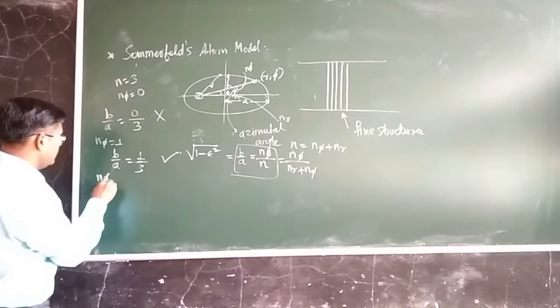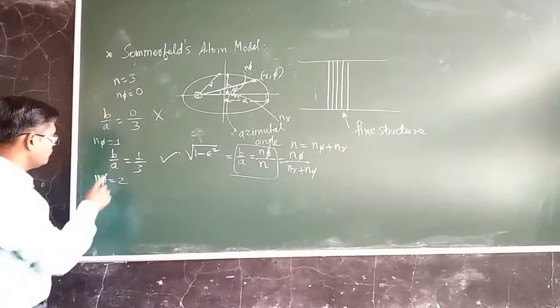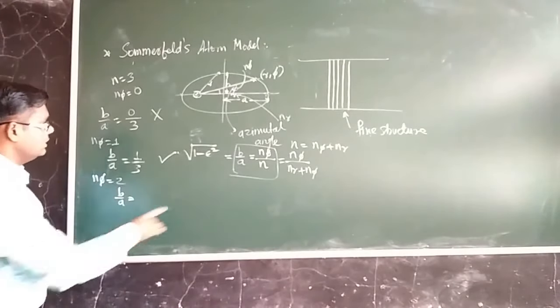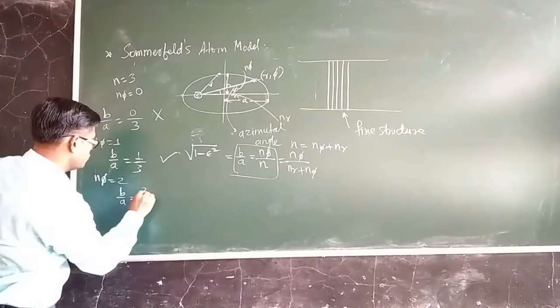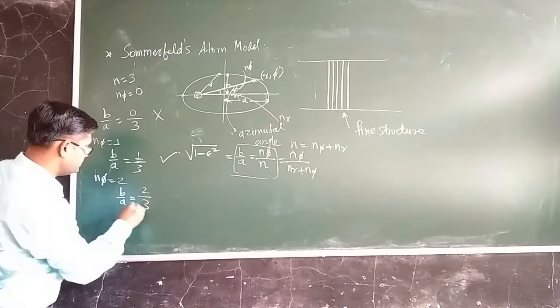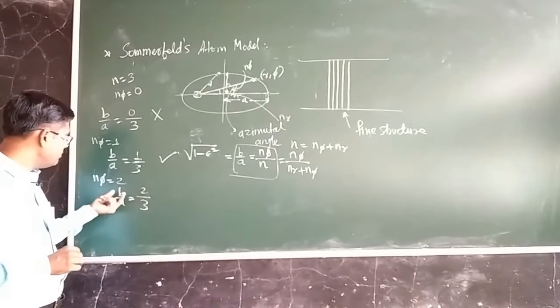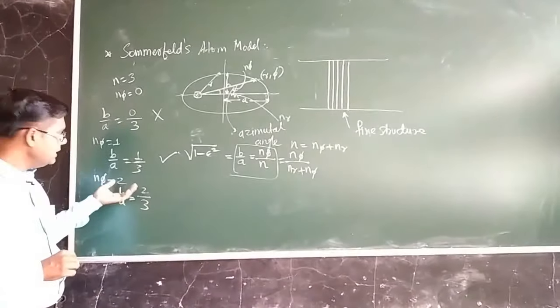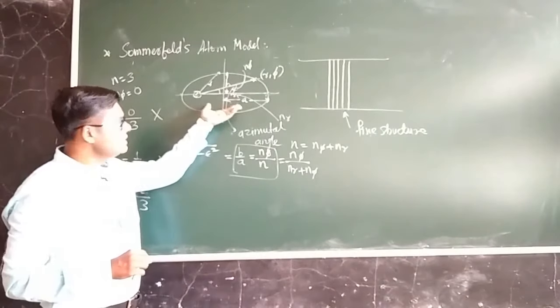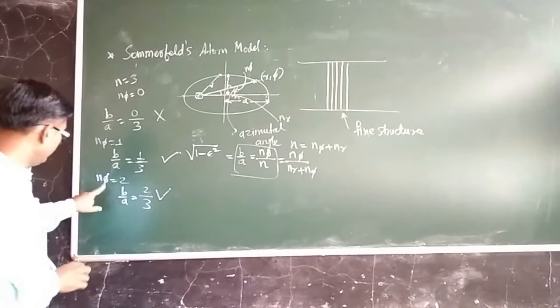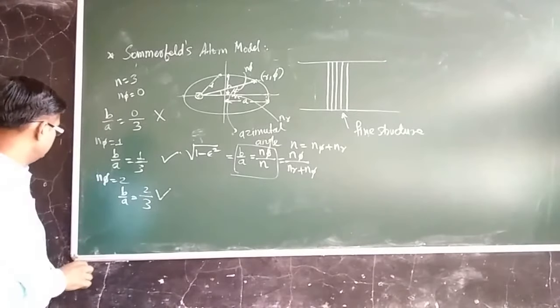Suppose n phi is equal to 2. If n phi is equal to 2, then b by a will be equal to 2 divided by 3. So again b is equal to 2/3 of a. It means that b is less than a. So b is less than a, that is the condition which is allowed for the elliptical motion. So this is also an allowed case. So n phi equal to 2 is also allowed.